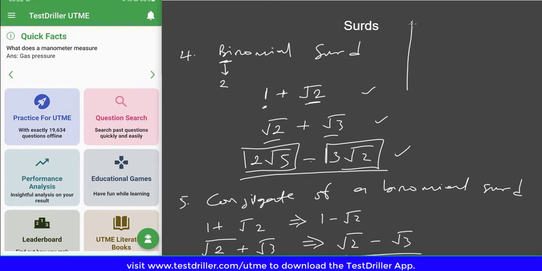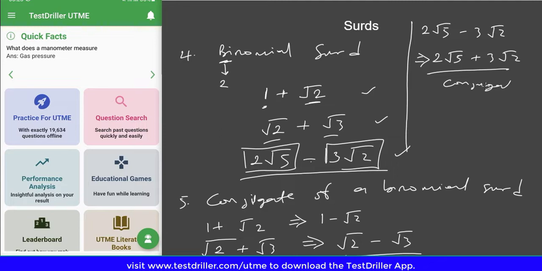Now what about this other example? If you have 2 root 5 minus 3 root 2, the conjugate surd is 2 root 5 plus 3 root 2. This is not equal to, just to show that the conjugate of this is as follows. So you just change the sign and that gives you the conjugate surd. So this is how you get the conjugate surd of a binomial surd.